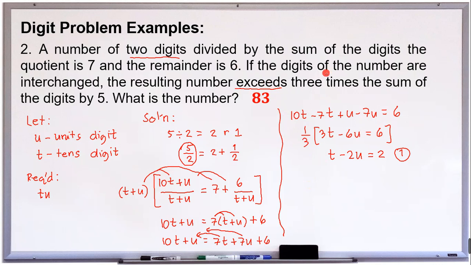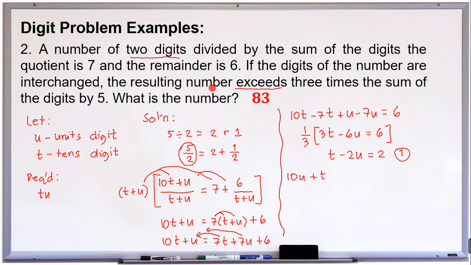Okay, so if the digits of the number are interchanged, so if the two digits are interchanged, the ones digit will be the tens digit, and then the tens digit will be the ones or the units digit. So if we're going to write that in equation form or in expression form, that would be 10u plus t. So notice we interchange the placement of the units digit and the tens digit. So we do the reverse of these digits.